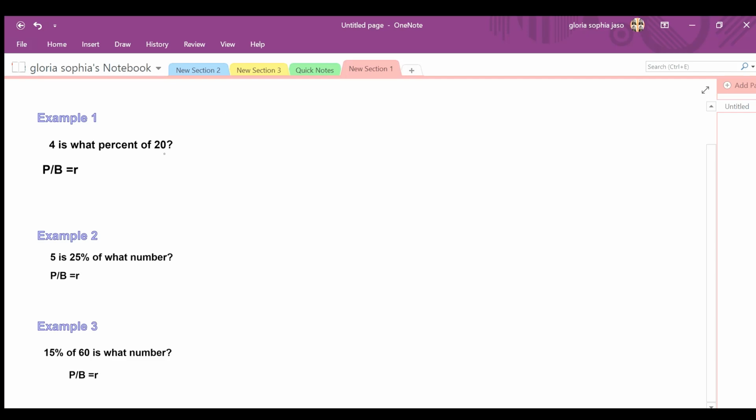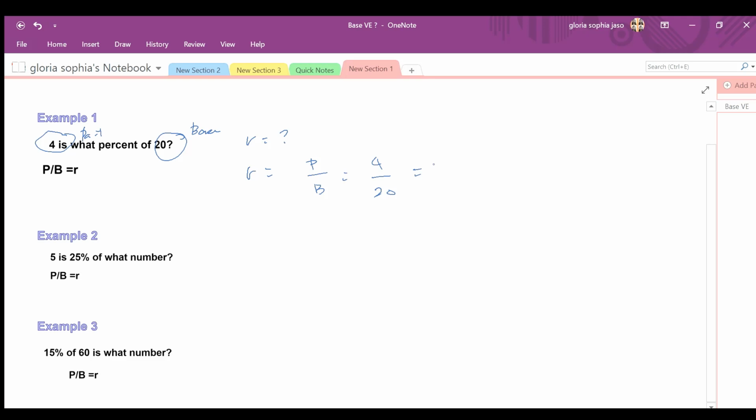So let's identify first the given. 4 is the part and 20 is the base. So what is asked in the problem? Okay, so we're asked to find the rate. And then substitute to the formula R equals P over B. So P is 4 and B is 20.